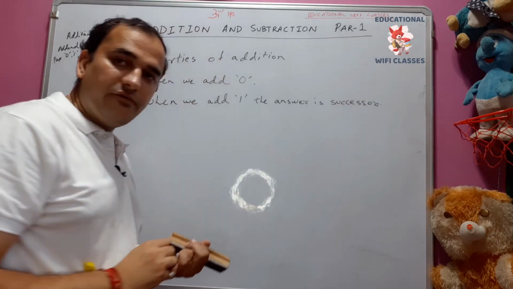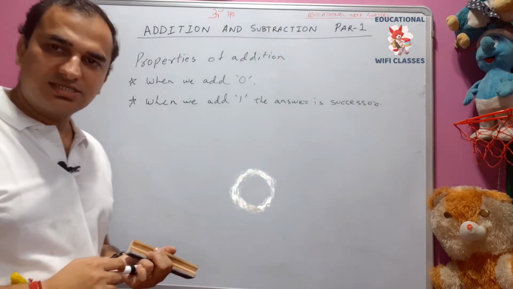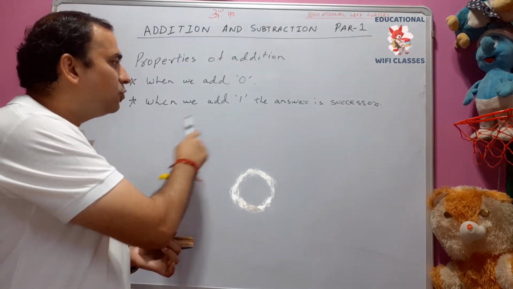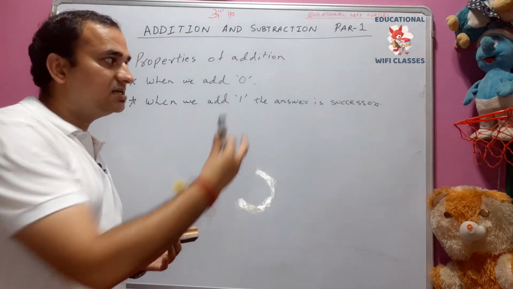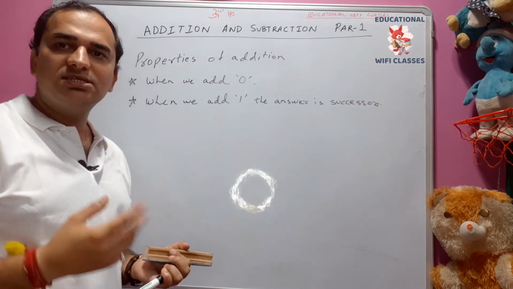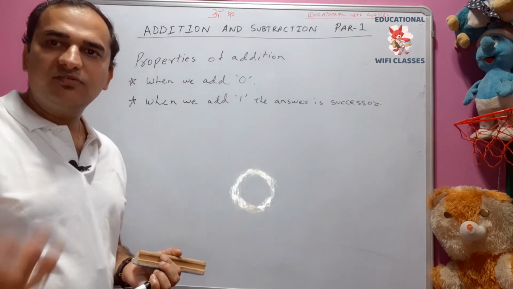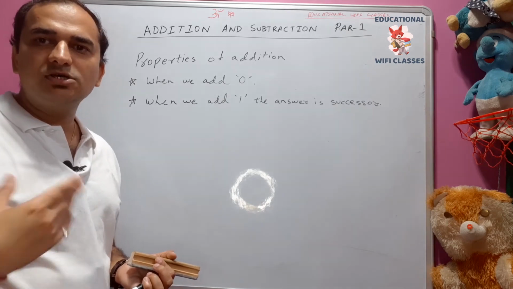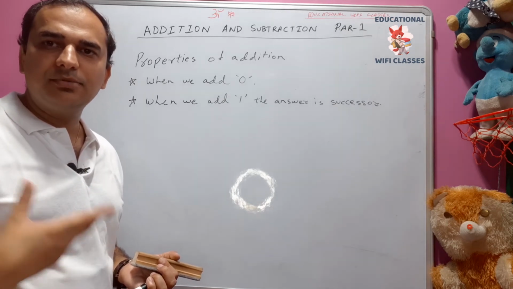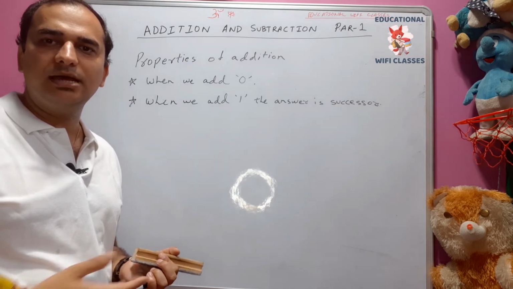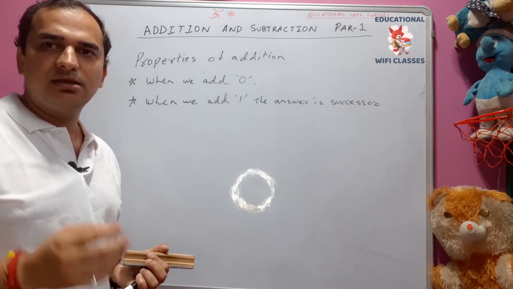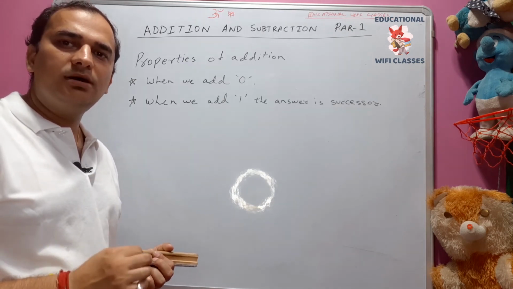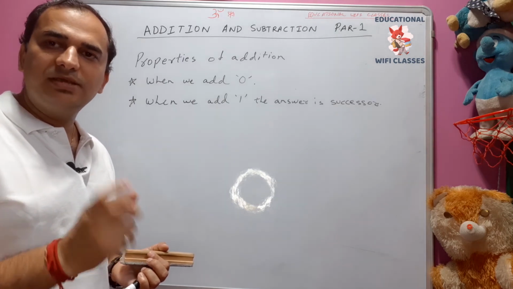Okay, so we have learned before about successor. Whenever we add 1 to any number, the answer is a successor. So what is the successor of 7? 8. Why did we get 8? Because we added 1 to it. The same goes for any 2-digit, 3-digit, or 4-digit number, or any number of digits. It doesn't matter. Whenever you add 1 to a number, the answer will be the successor.